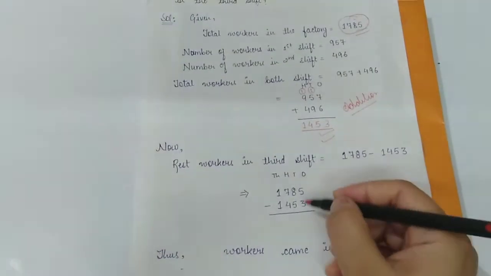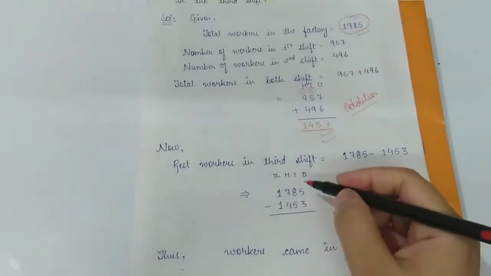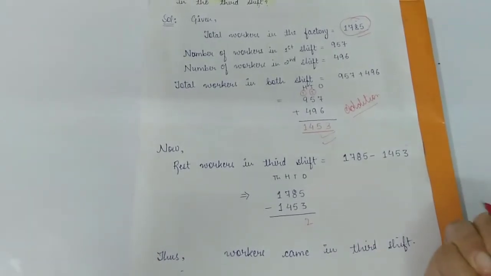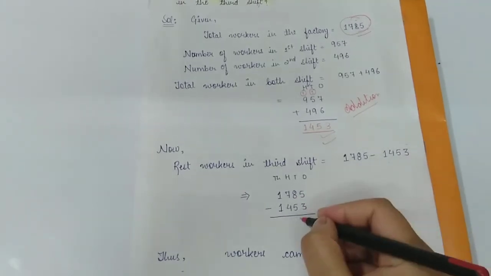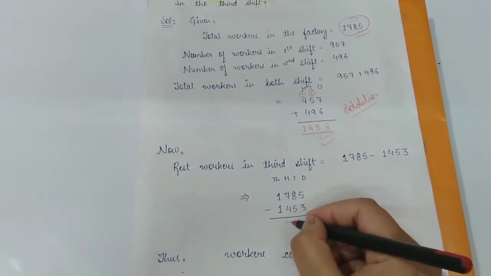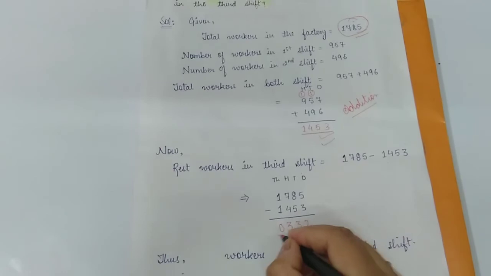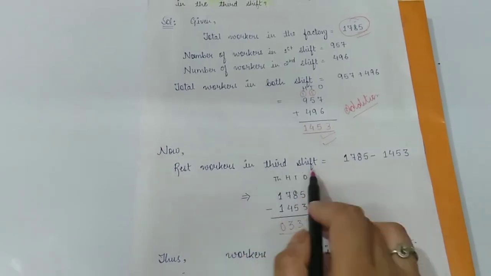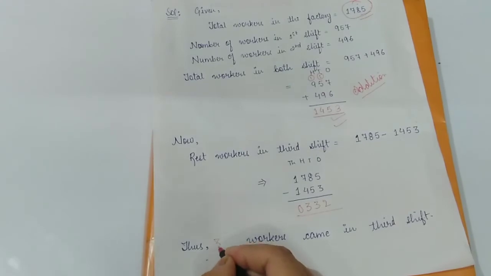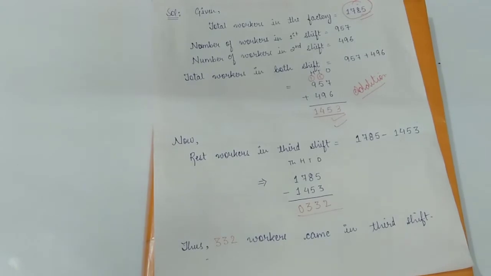So let us subtract over here. Okay, you will write it like this, then you will subtract. Now 5 minus 3 is what? 5 minus 3 is 2. Okay, 8 minus 5 is what? 8 minus 5 is 3. 7 minus 4 is what? 7 minus 4 is also 3 and 1 minus 1 is 0. So this is the number of workers who came in third shift. Now our ending statement will be thus: 332 workers came in third shift.